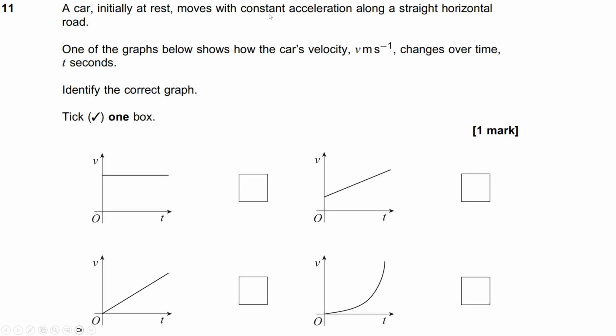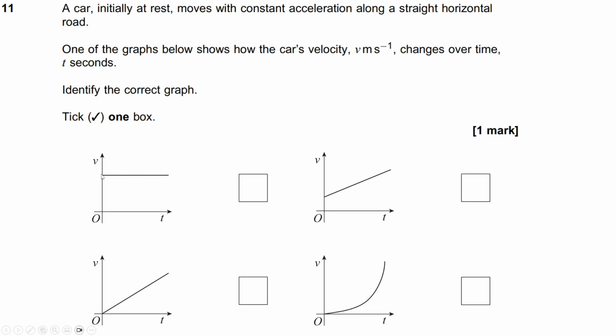A car initially at rest moves with a constant acceleration along a straight horizontal road. One of the graphs below shows how the car's velocity changes over time, t seconds. Identify the correct graph. Okay, well, it's a constant acceleration. It's a velocity over time graph. Okay, and it's definitely not going to be curved, because if it's curved, the velocity is increasing, but it's not increasing at a constant rate, right? So it's not uniform acceleration.